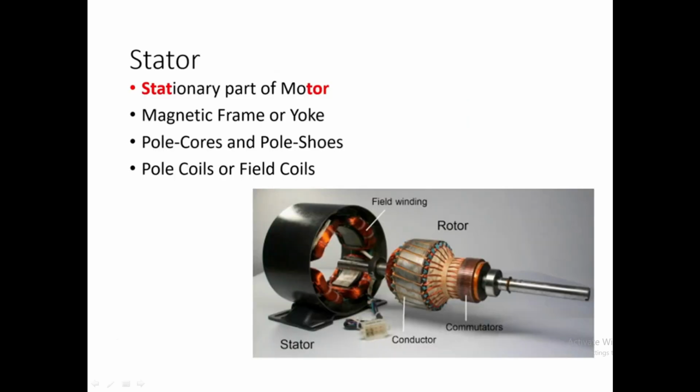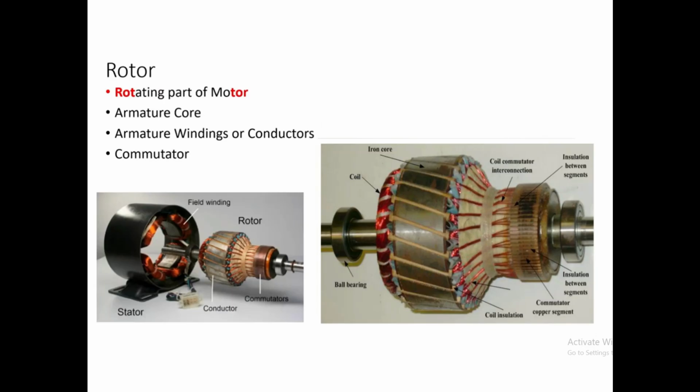Now the stator carries all these things: the magnetic frame or yoke. This is called a magnetic frame or yoke. And then this is the pole core and pole shoe. This is your pole shoe and this is the field winding, or field coils, pole coils or field coils.